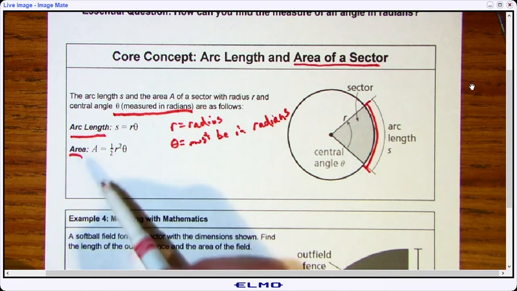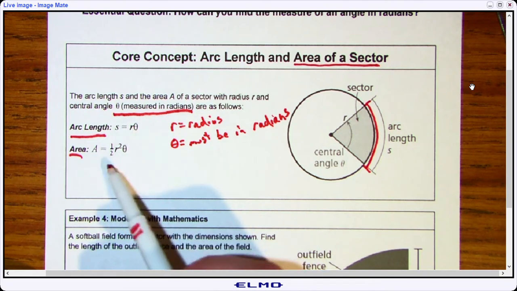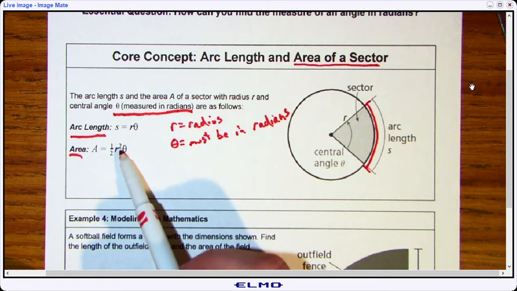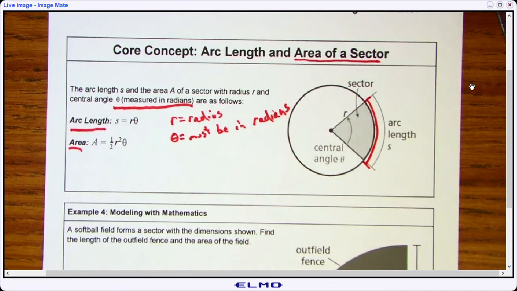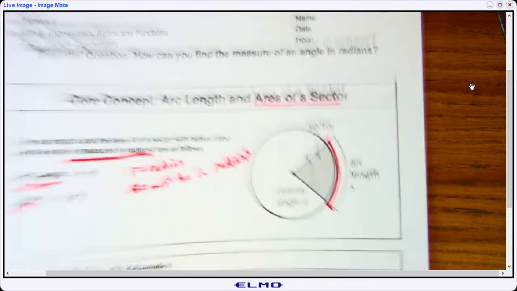And then our formula for area is somewhat similar. Just going to be 1/2 the radius squared times theta, which is just the degree measure in radians. So what would that look like in application? Well, let's give it a go. We've got a question down here.